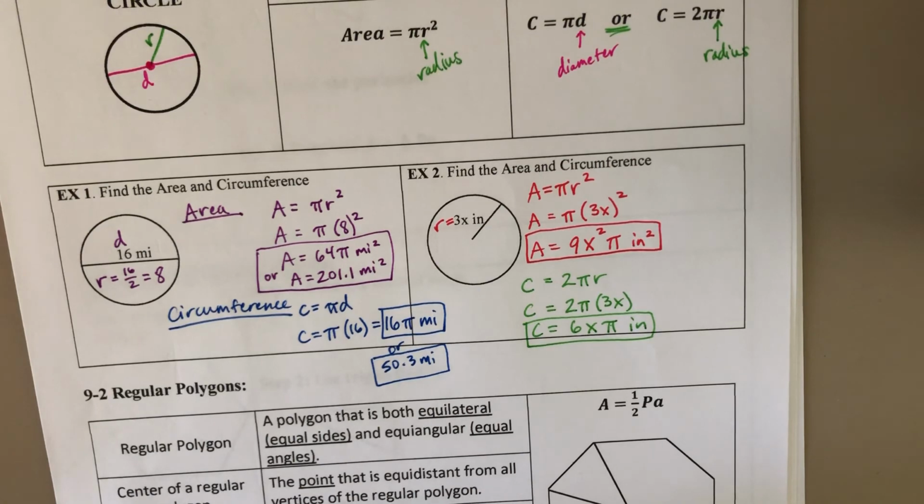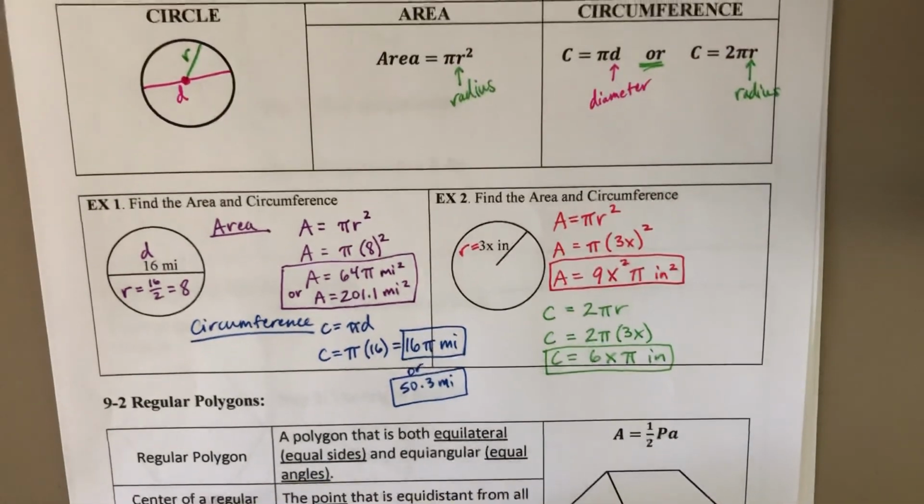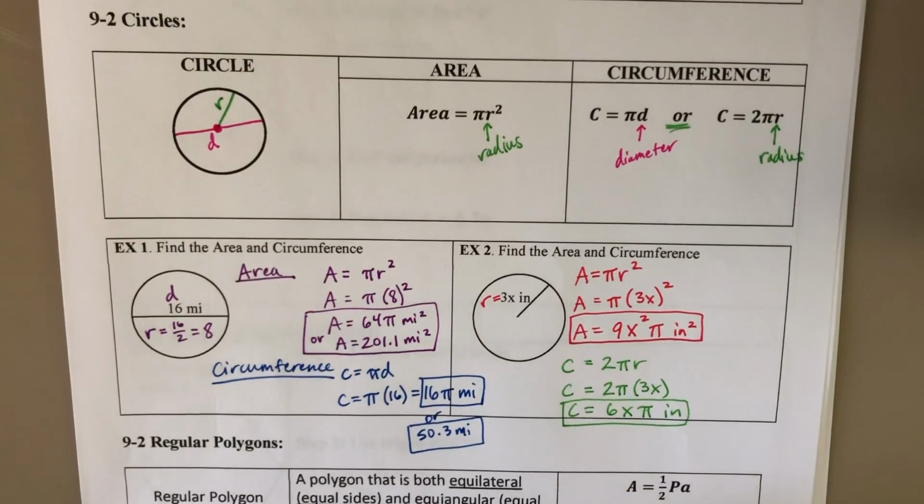Okay, so there's some circle stuff. I'm going to go ahead and end this here. Then we'll talk about the polygons in another video. So we'll just go ahead and keep this with the circles. So there you go. There's our circle formulas.